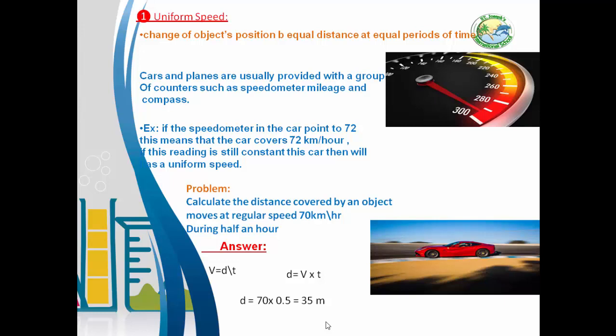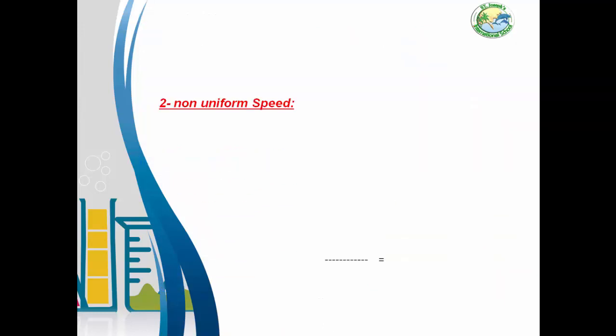So the first type of speed is uniform speed, the change in the object position by equal distance at equal periods of time. The device that is used in cars to measure the speed is the speedometer or mileage. When the car moves equal distance at equal periods of time, this car is moving with a regular speed. The second type of speed is non-uniform speed.